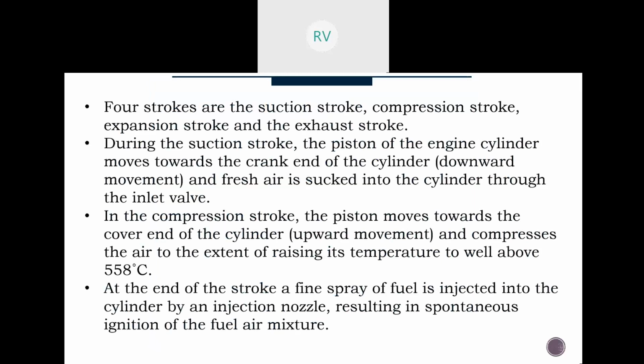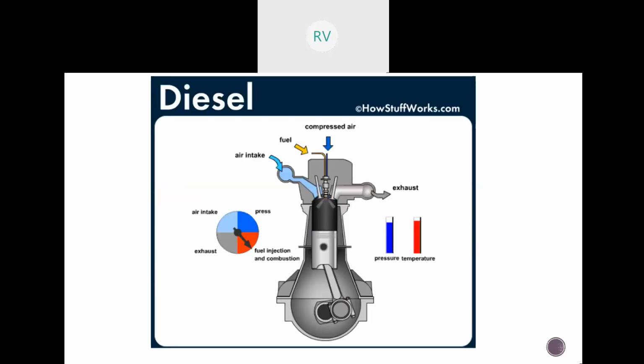Okay. Now, in the compression stroke, the piston moves towards the cover end of the cylinder, that is the upward movement, and compresses the air to an extent of raising its temperature to well above 558 degrees Celsius. So, because of that compression, the air will be compressed. Whenever there is a compressed situation, whether it might be a spring or air or anything, the temperature of that particular substance will increase.